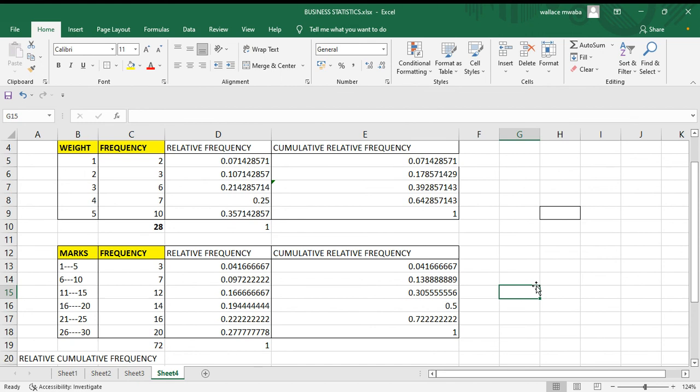So always remember your relative frequencies all have to always total up to 1. And the relative frequency can also be expressed as a percentage. All these numbers, you can just multiply them by 100 and you get the percentages.